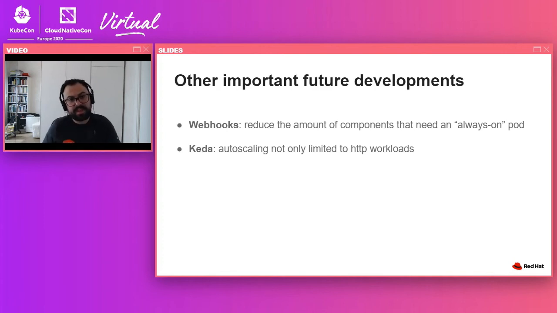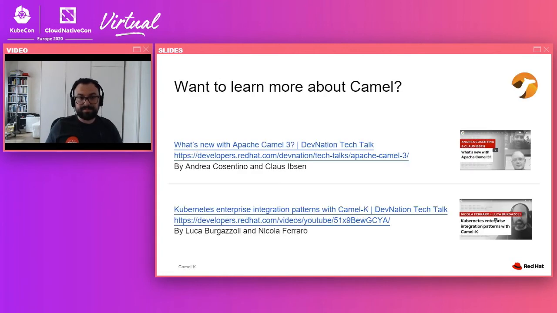But for many endpoints, there are webhooks, and we're working on improving the number of components that can use webhooks to be called when there is new data, and not to be always on and be called and call. Keda is another point where we're working on to have auto-scaling, not only for HTTP-based endpoints, but also for others.